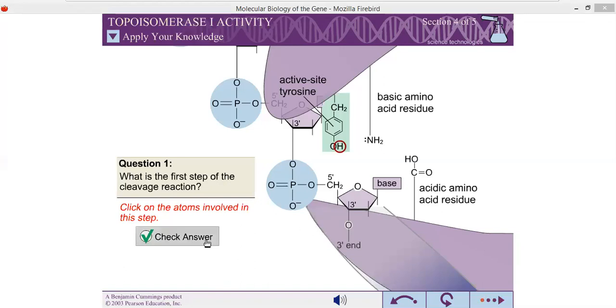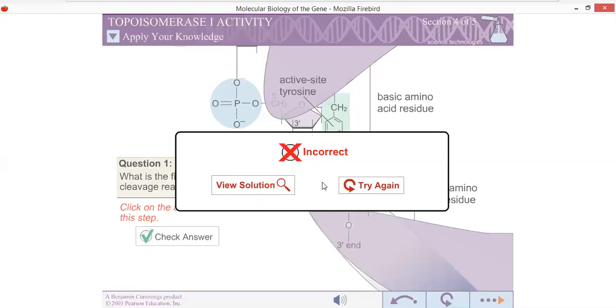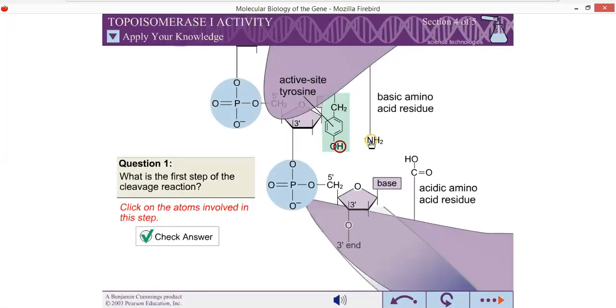Okay. Incorrect. You may want to try again. I'm just pressing all these things, that is why this is happening. Now, moving forward. No, this is what is going to happen.